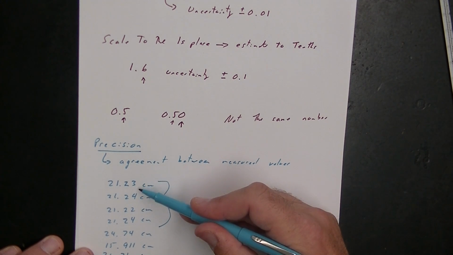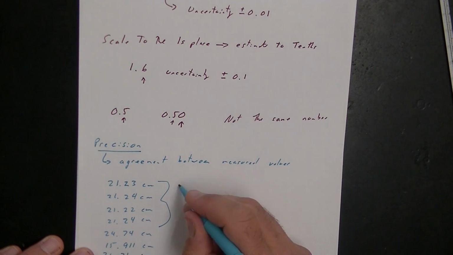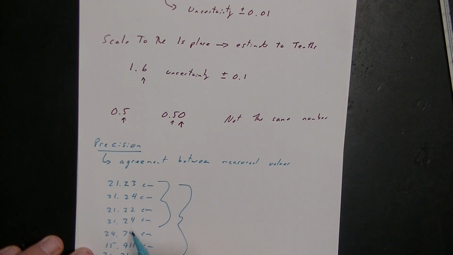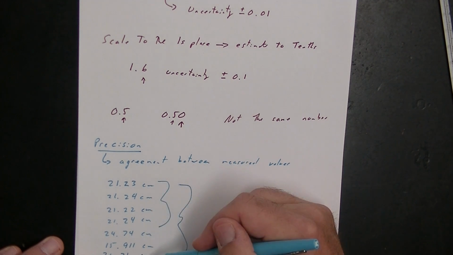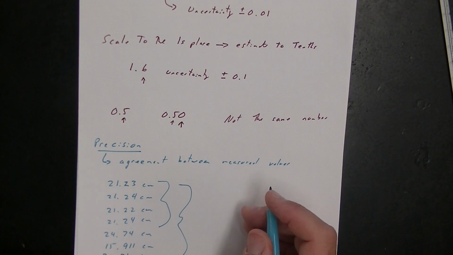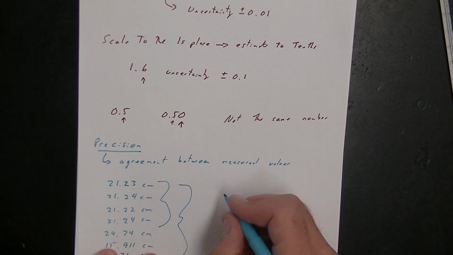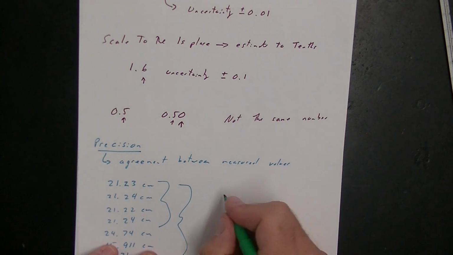They're pretty close. But if we include the whole data set, now we have these numbers that are way off. Our precision has gone way down. Our data set has become much more unreliable when we add these other numbers in. Now, precision, how good our data is, is measured by statistics.